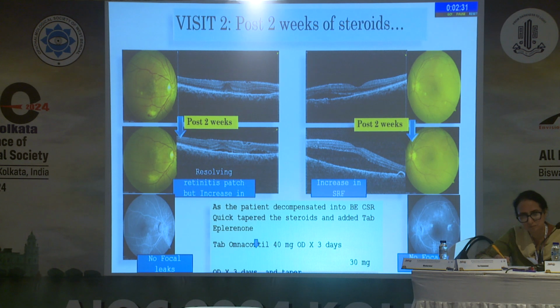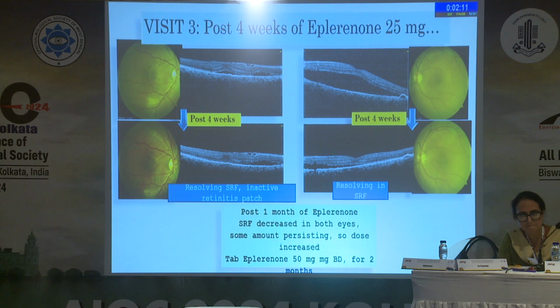So this is now becoming a CSR which is decompensating because of oral steroids. So then we thought, okay, let us quickly taper the steroids and continue on the oral antibiotics. The second thing was we started the patient on eplerenone. We did not do any serum cortisol levels, but we just started the patient on tablet eplerenone. And post 4 weeks of eplerenone, you can see now that the SRF in both the eyes has started resolving.